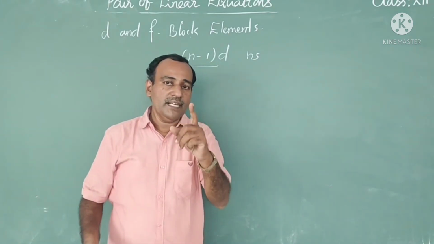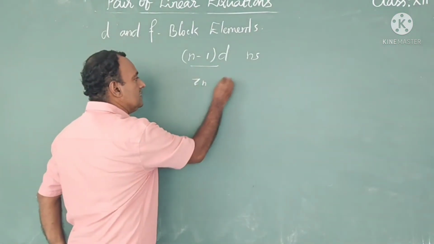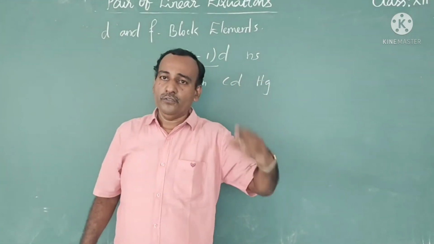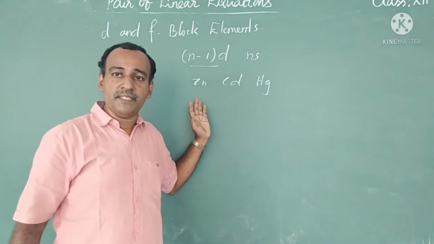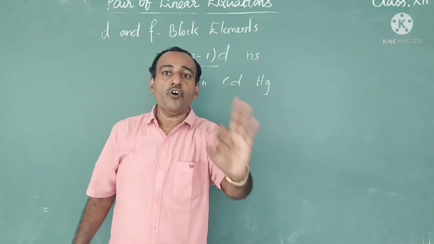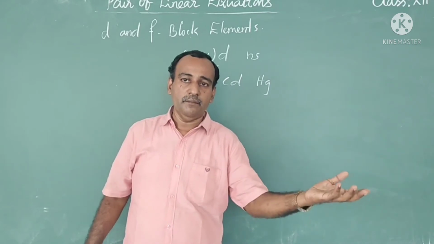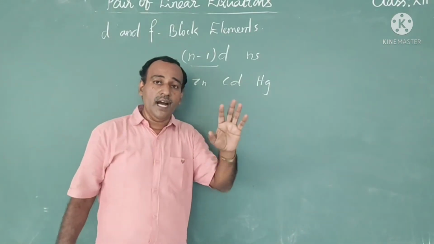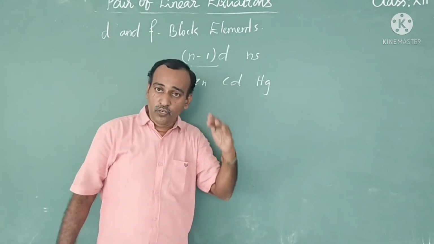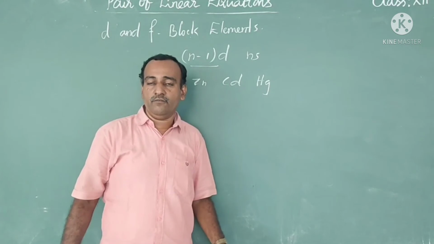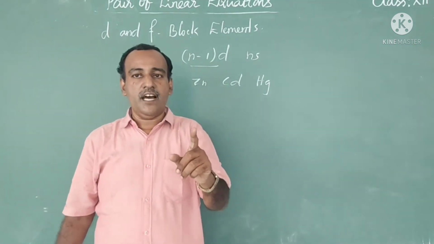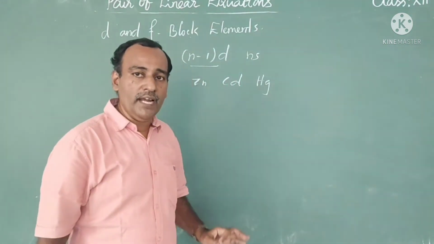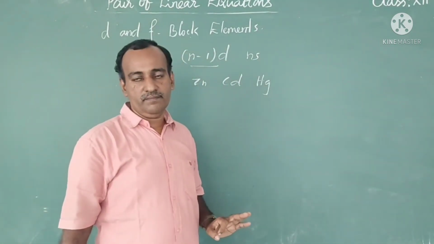For example, if you consider zinc, cadmium, mercury, no unpaired electrons are present in the case of zinc, cadmium, mercury. So they are soft when we compare them with the other elements of the d block area. Why? They show what we call low metallic character, due to the absence of unpaired electrons in n-1 d orbitals.